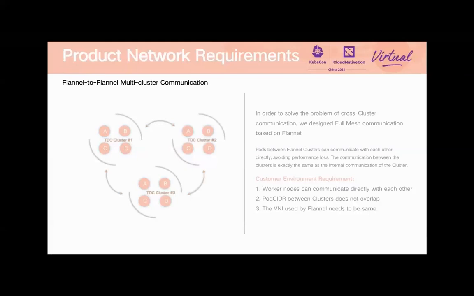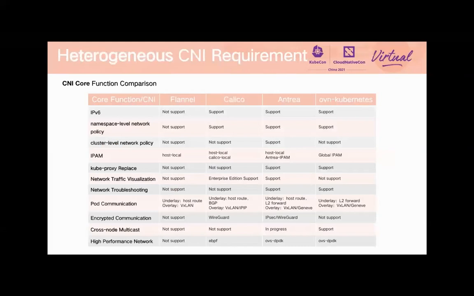Of course, this method also has some requirements for the customer environment. Part one, worker nodes can communicate directly with each other. Part two, pod IDs between clusters cannot overlap. Part three, the VNI used by Flannel needs to be the same. As I mentioned above, for now, the CNI used by TDC is Flannel. Everyone knows Flannel is a tiny and pretty simple CNI, which means its main function is to provide network communication, but it has no other advanced features.